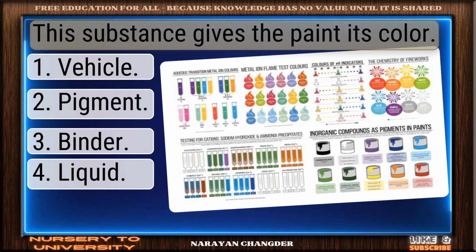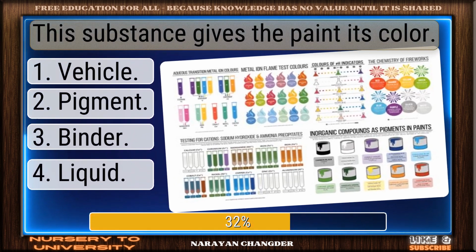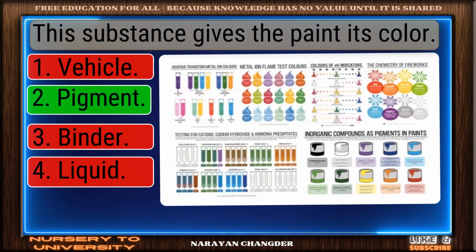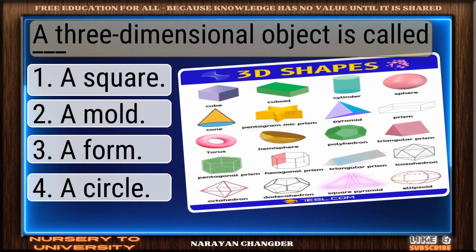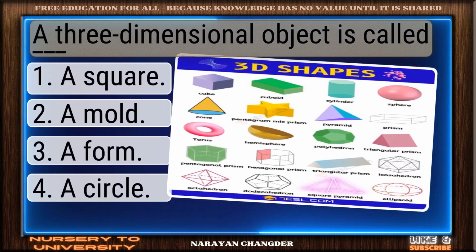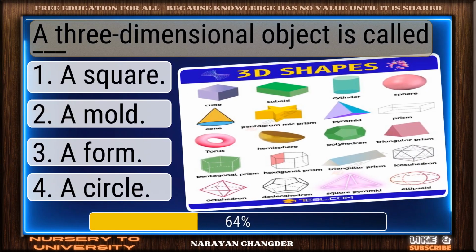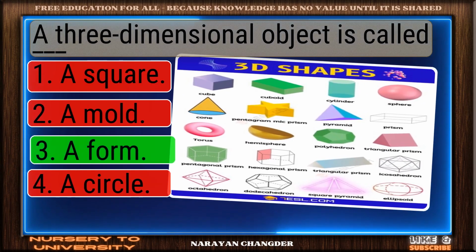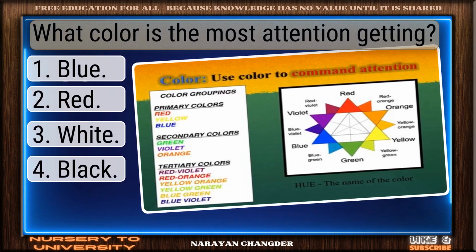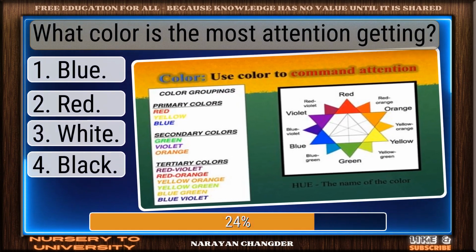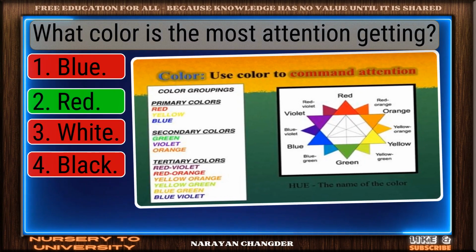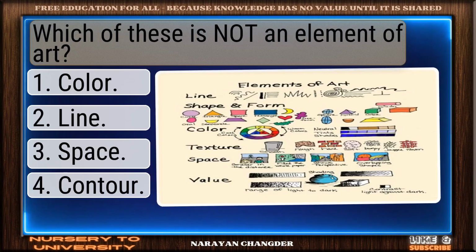This substance gives the paint its color. Right again. Pigment is a valid answer. A three-dimensional object is called dash. Valid point. A form is true. What color is the most attention getting? Excellent choice. Red is the right answer.